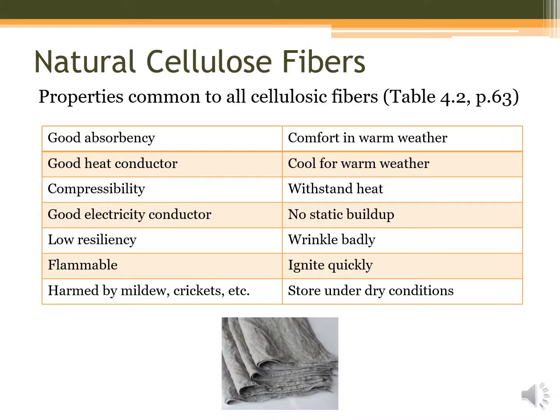The table that you're looking at discusses natural cellulose fibers and some of the properties that are common to all cellulose fibers. The full table can be found on page 63, table 4.2, and that gives you a more thorough overview of the properties. But here you see a condensed version of that.